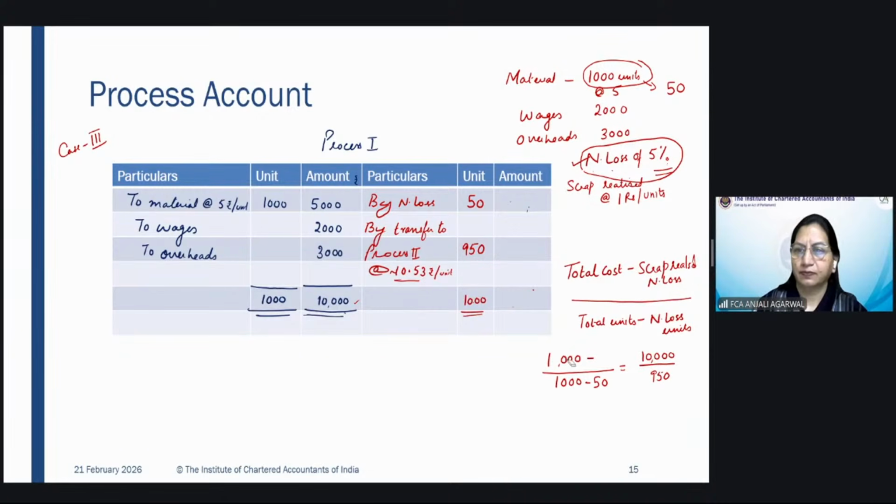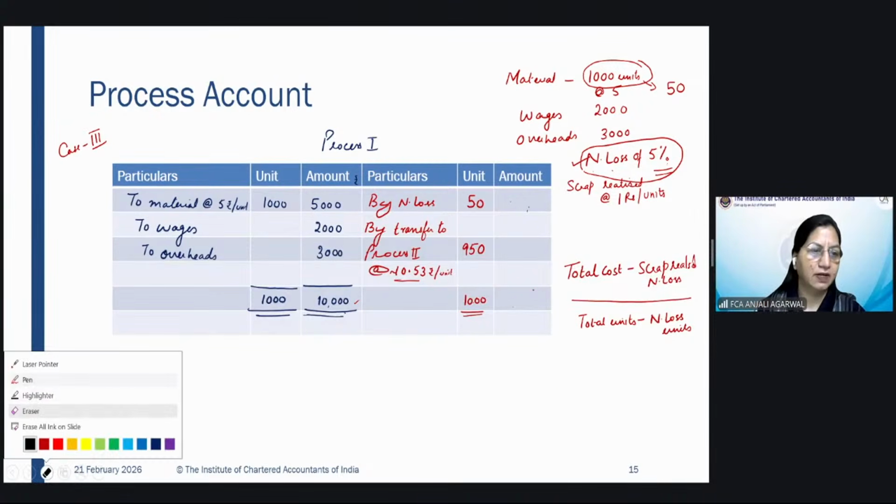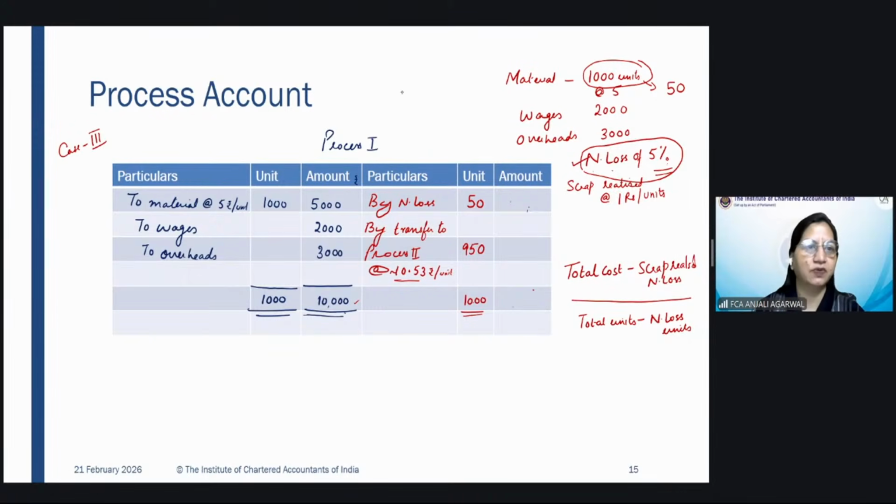So, case 3: one additional piece of information is given to me, that scrap can be realized at the rate of 1 rupee per unit. Now there is something in the bank. Bank account debit, how much? 50 units are sold for 1 rupee each. So how much amount did I realize? 50 rupees. Bank account debit by sale of normal loss units.